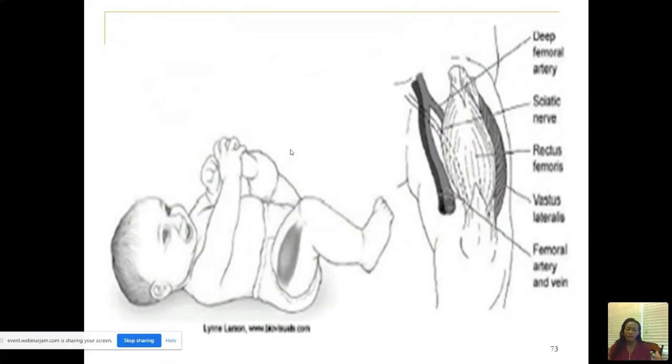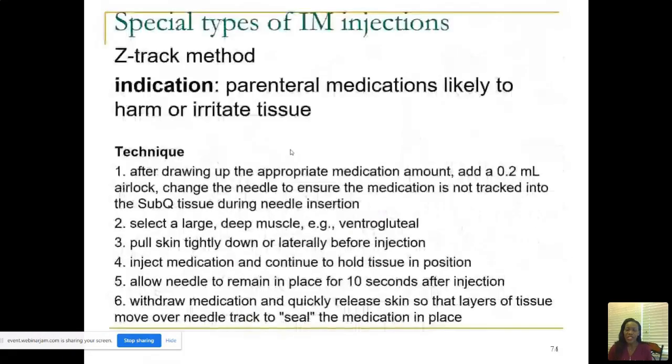Now, don't forget, sometimes they give you the picture of this baby and they ask you left versus right. So just make sure you get it right with the left versus right type of question. But that's the vastus lateralis for the little ones. We use that until they're walking, okay? Once they're walking, we could use the other muscles.